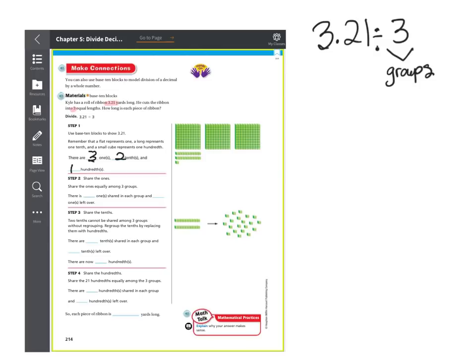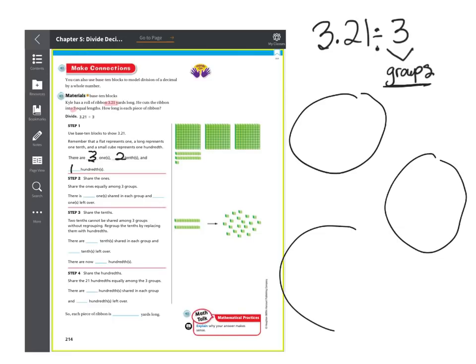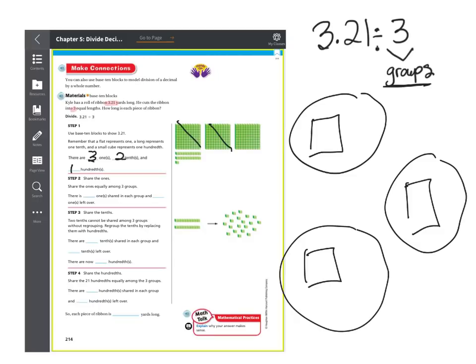So step 2 is to share the ones. Share the ones equally among 3 groups. So we're going to divide, how many groups are we going to have? That's 3. So I'm going to draw my 3 groups. You can also make 3 piles if you're using the manipulatives. So I can take my 3 blocks and put them here. So that works. So I'm going to cross those out because I just put them over here. Now I have to divide these tenths. So I can't do that. So I need to regroup.